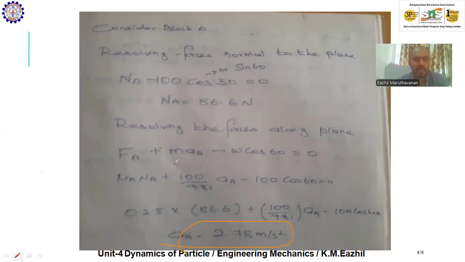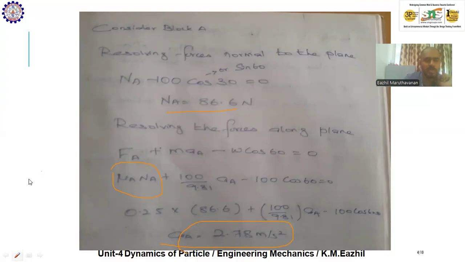second square. Here the mass M can be calculated as W by g, so 100 by 9.81. F_A can be written as F is equal to mu into N_A. We know that to find the frictional force, the standard formula is mu into N_A. So we have calculated the N_A value over here. We have to substitute N_A and the mu value. We'll get the unknown acceleration as 2.78 meter per second square.